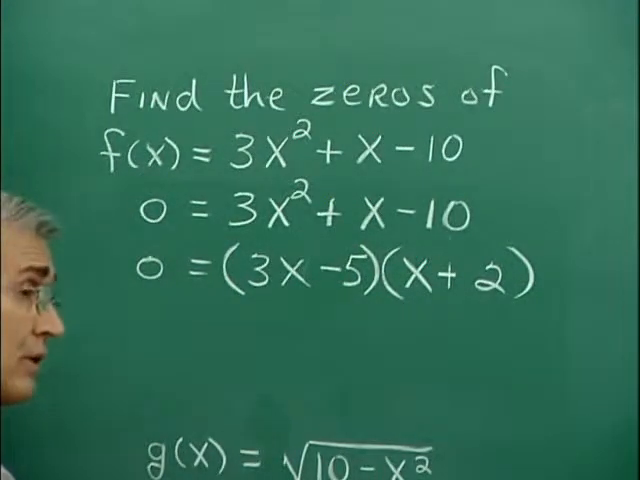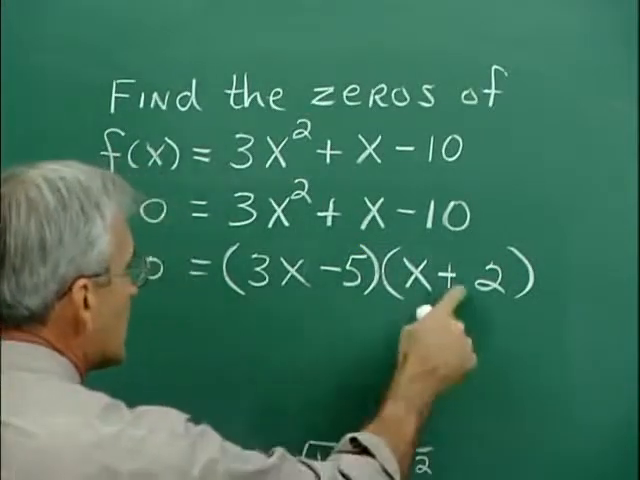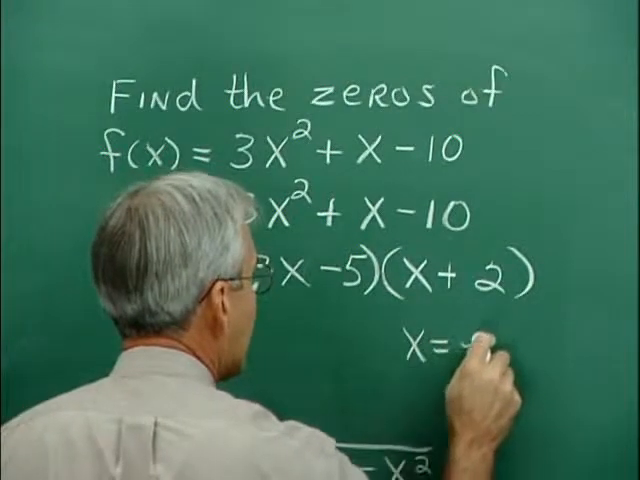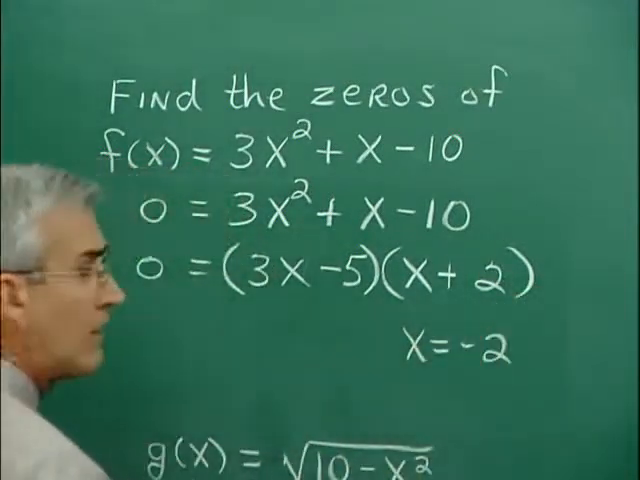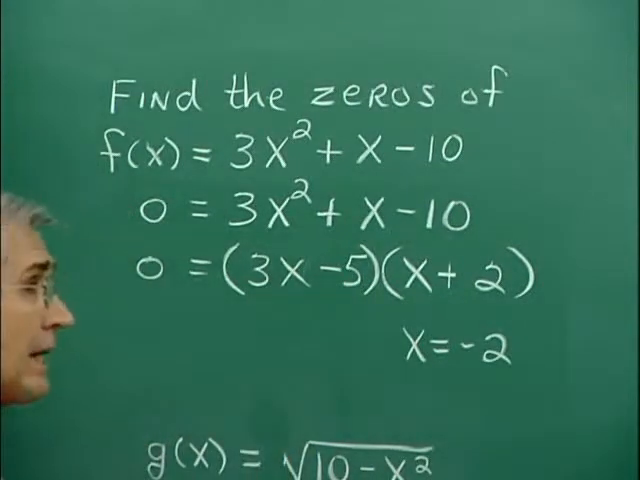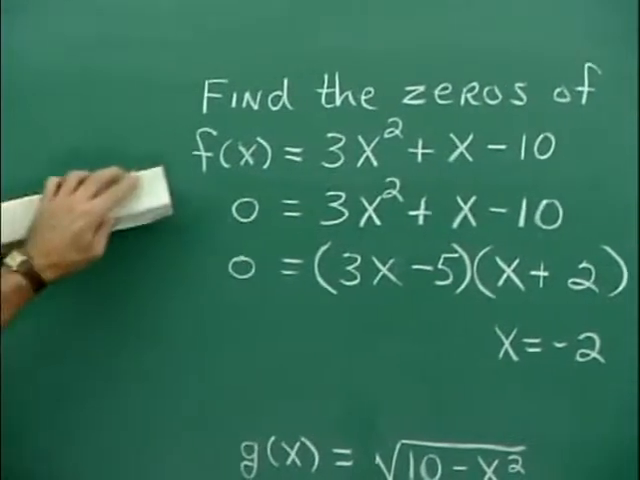Now, to identify the zeros, we identify the values of x that will cause each factor to become 0. This one's pretty obvious. We know that x would need to be negative 2 for this factor to become 0. But it's not so obvious here. And so we would want to write a little linear equation.